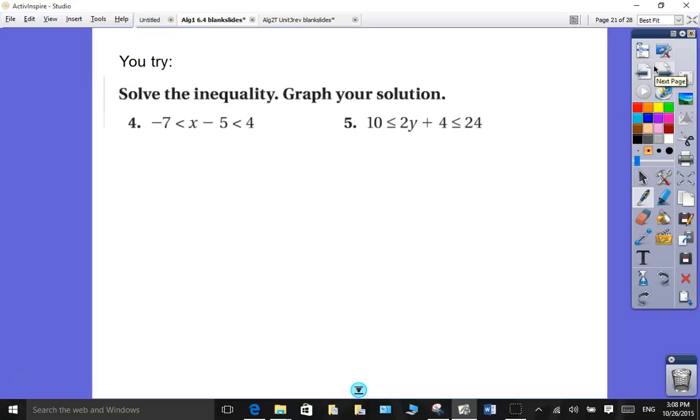Okay, so here's a couple for you to try. So go ahead and do that. Hit pause if you want to do it, and not have me telling you the answer before you're done. Okay, so hit pause now and hit play when you're done. So I'm going to move pretty quickly through this.